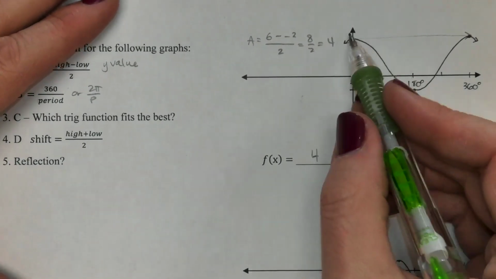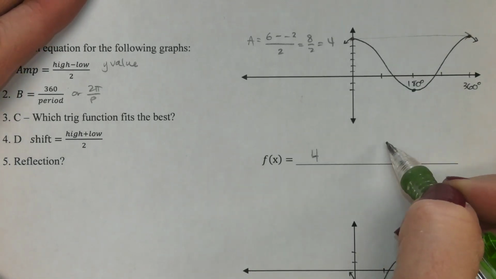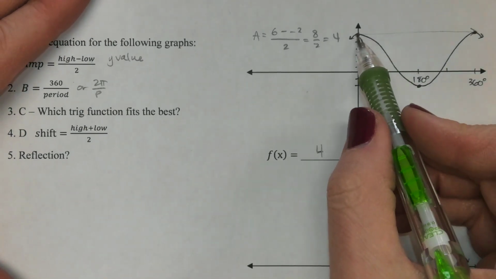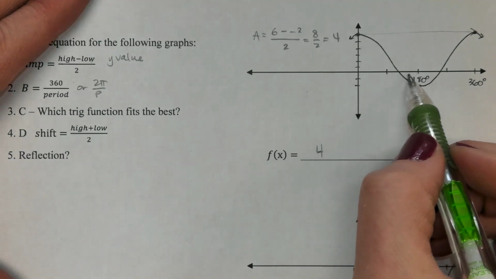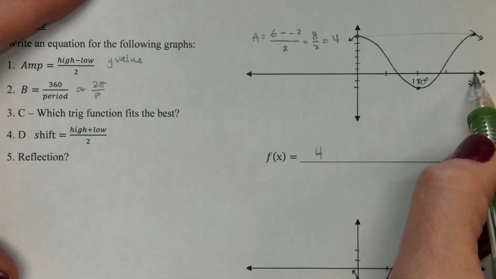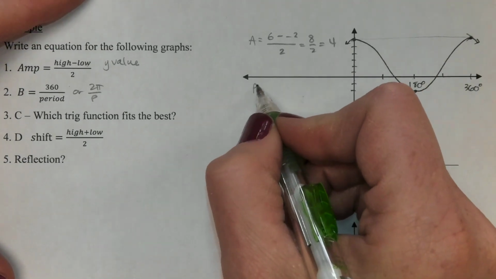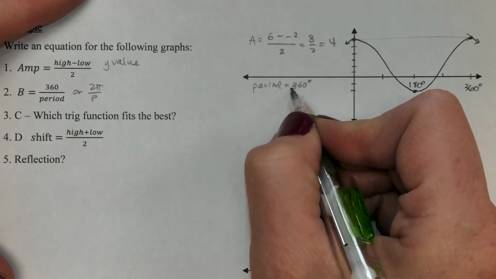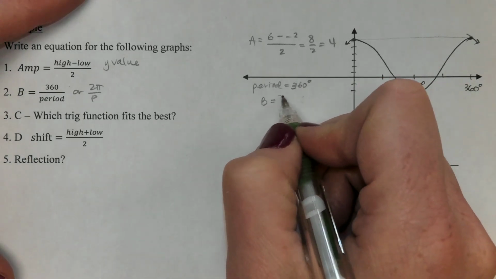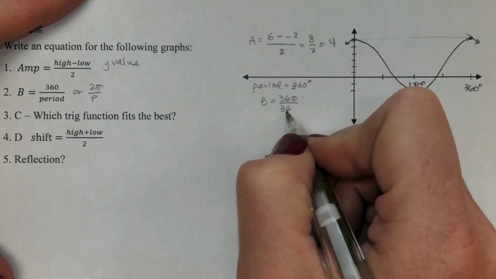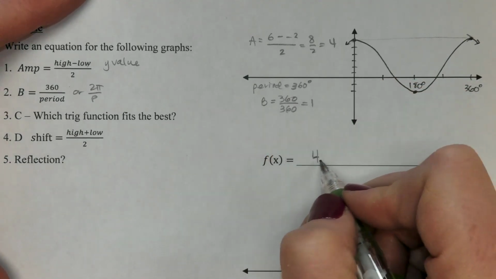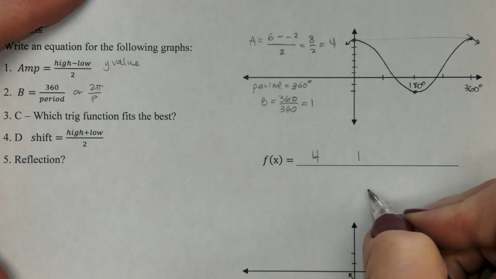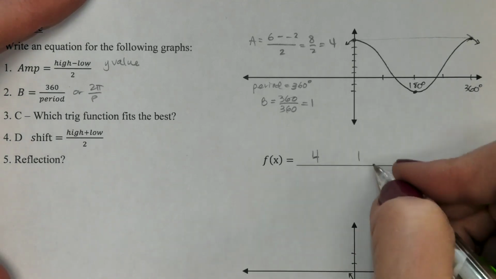So I'm going to just use high to high because that's kind of the easiest in this picture. And that space from there, which was at 0, all the way over to here, which is 360. So that means that my period is 360 degrees, or 2 pi. And so that means my b is going to be 360 divided by 360, or just a 1. So whichever trig function we choose, it'll just be a 1 before we write our theta.